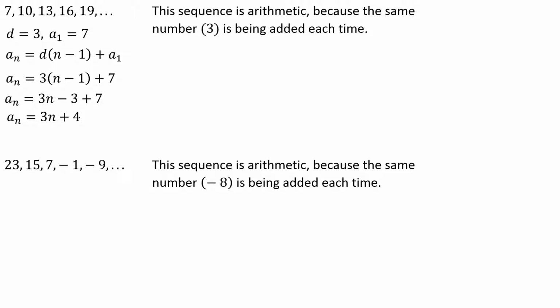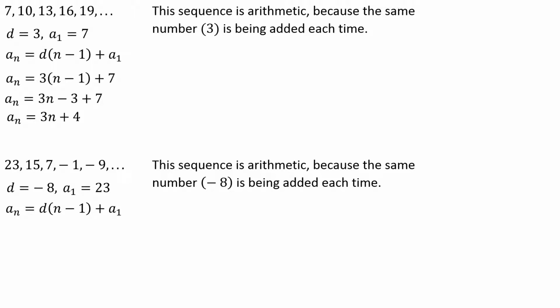Right? 23 plus -8 is 15. 15 plus -8 is 7. 7 plus -8 is -1, etc. Or if I think about subtraction, 15 subtract 23, aha, -8. 7 subtract 15, ooh, that's -8. So it's arithmetic because I'm adding the exact same number each time. I'm always adding -8. First number in the list is 23.